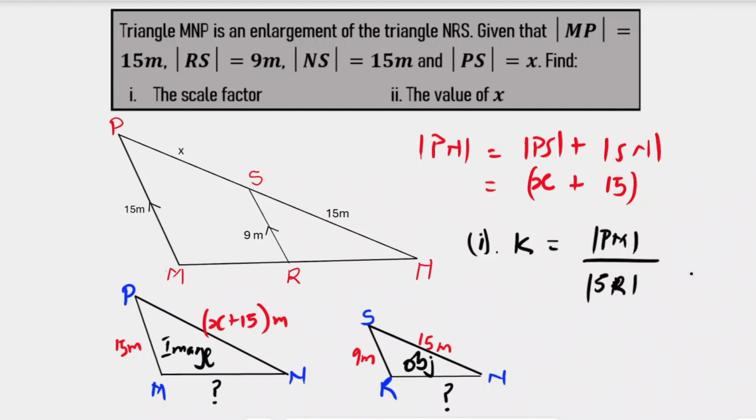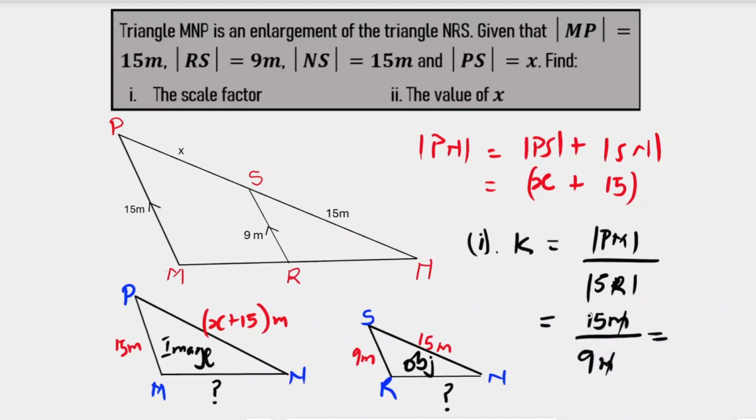So now let's go ahead and find the scale factor. PM is 15 meters. We have 15 meters out of SR, and SR from this is 9 meters. So you know that the meters will just cancel out. Scale factors don't have units.